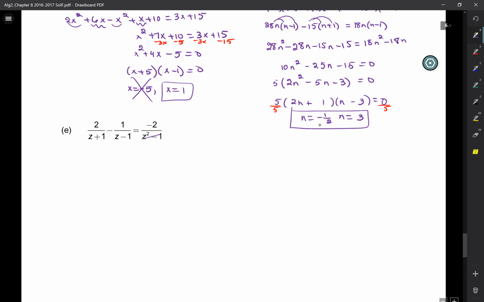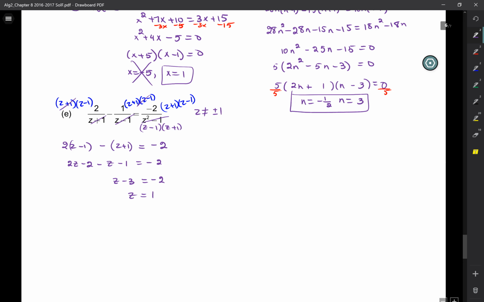Okay, so let's do this next one. We're going to factor this. What do we get when we factor? (z - 1)(z + 1), and the restrictions are plus or minus 1. All right, so you're on your own with this one. I will pause this. So when you solve, you get that z is equal to 1, but that's one of the restrictions. z cannot equal 1, so we say no solution.